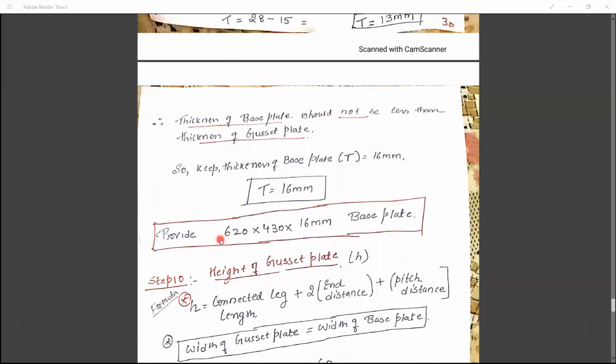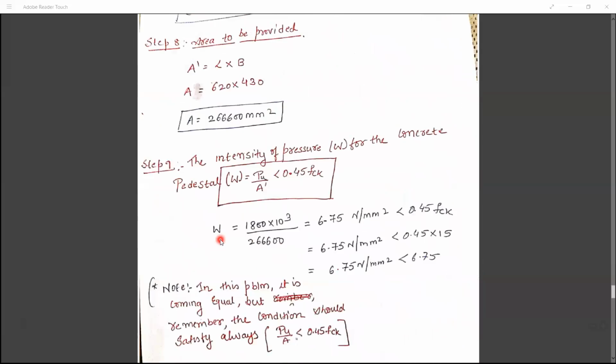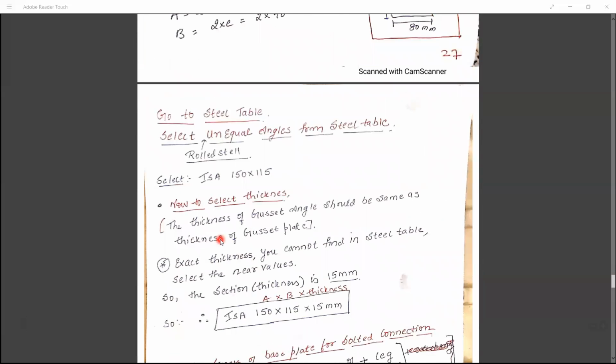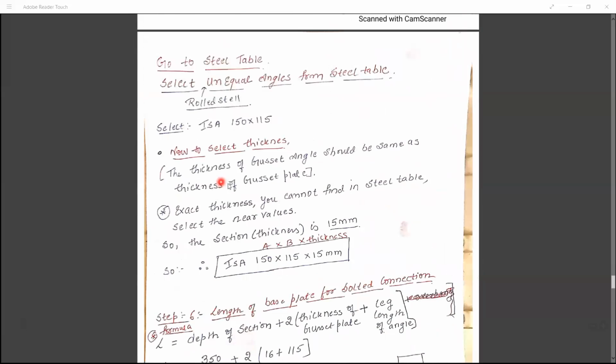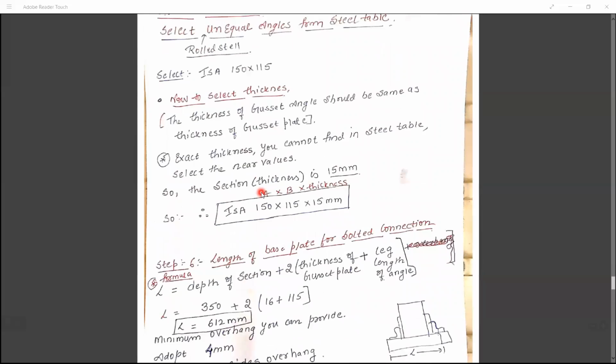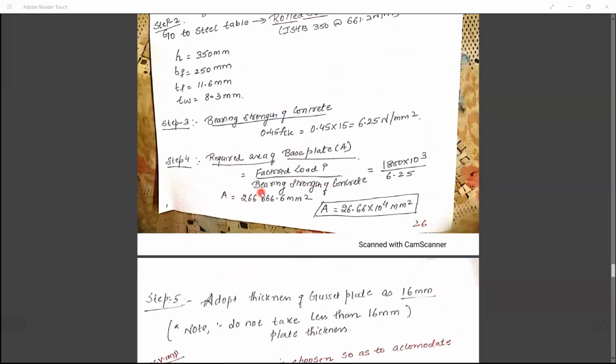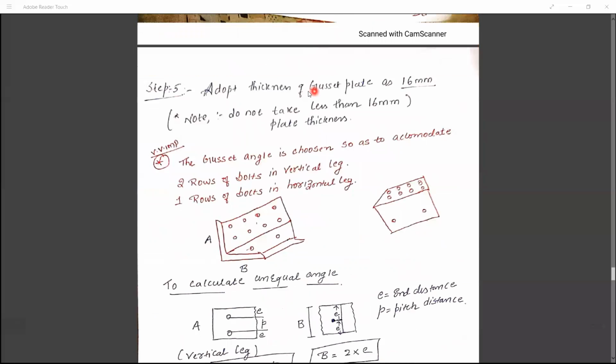So coming to the thickness. See, the thickness of the gusset angle should be the same as the thickness of the gusset plate. Whatever thickness we are taking, whatever we have calculated, it should be almost equal or less than that. It should not be more than that. So what we have adopted, the thickness is 16 mm. Better you remember this value, 16 mm. So don't take 18, 20 and all, because sometimes you will not get safe, you will get unsafe designs. So better remember 16 mm from the examination point of view.